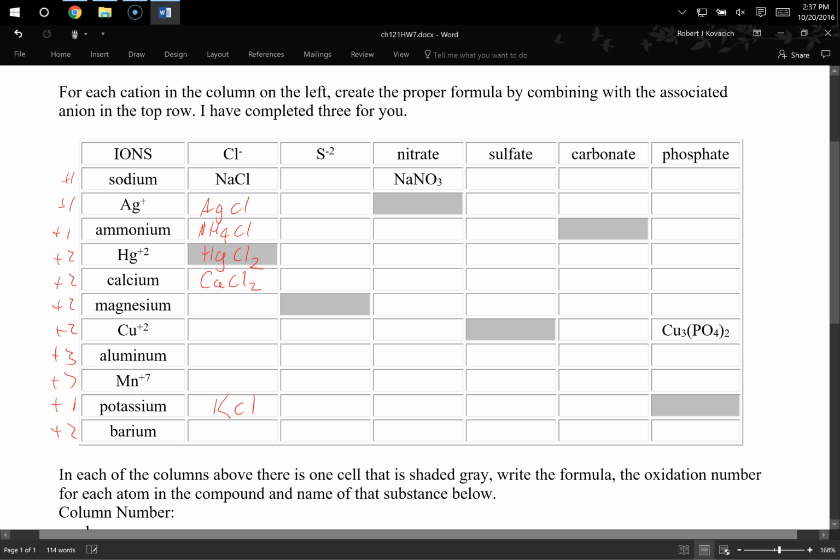Why is it CaCl2? Just like the last one, the cation's +2 and the anions are all -1. And the name for this guy? Why is it just calcium chloride, not calcium 2 chloride? It's not variable. It can only be +2.